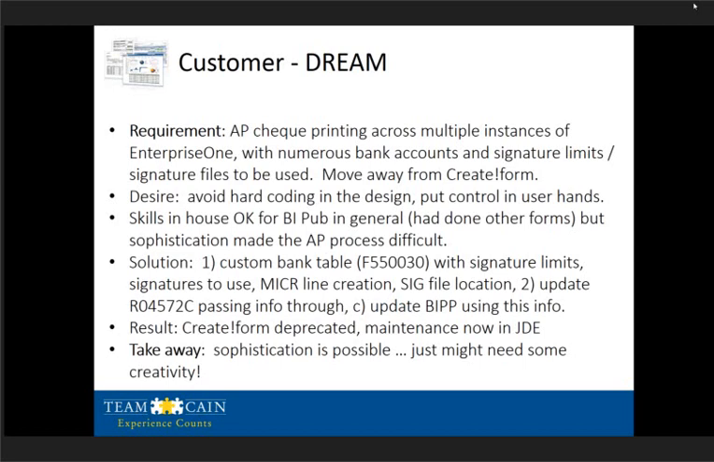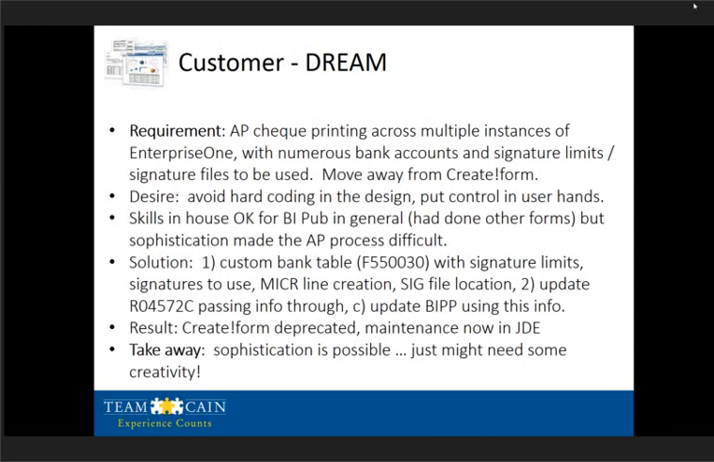One of the requirements that they had was, because they're in property management, they do check printing across multiple instances of Enterprise One, and they also had a boatload of bank accounts, and each bank account had different signature limits and signature files to be used. They also changed this probably 20 or 25% each year. So people leave, they come up with new bank accounts. They also wanted to move away from Create Form, and this was what was holding them back.